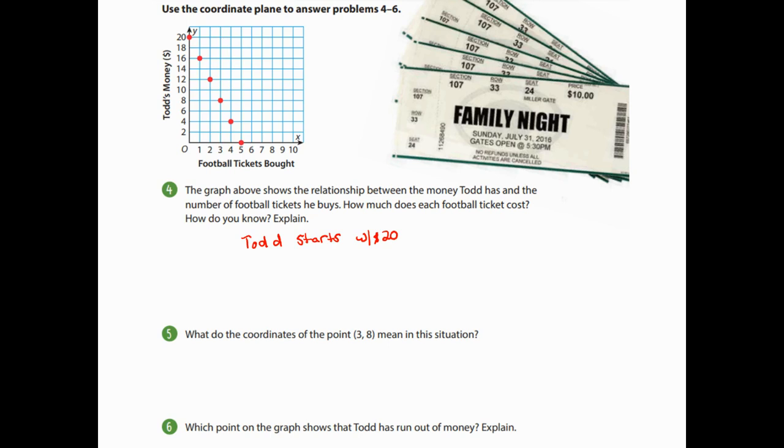All right. So looking at this, they kind of flipped the script on us, guys. We're used to starting at 0 and going up. This time we're starting at 20, and we're kind of working our way down. We're seeing how much money Todd has left every time. So I see that after Todd buys 1 ticket, how much money does he have left? Well, if I go over 1 and I go up, it says he has $16 left, which tells me I started with 20. I now have 16 left after 1 ticket, which means 1 ticket equals $4.